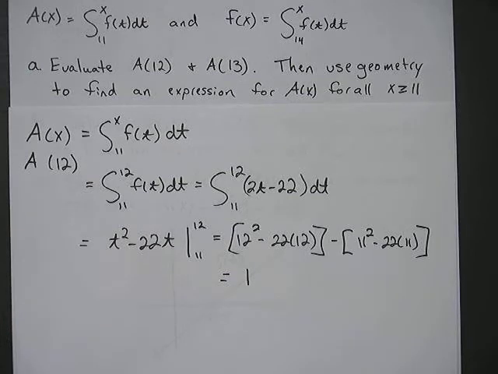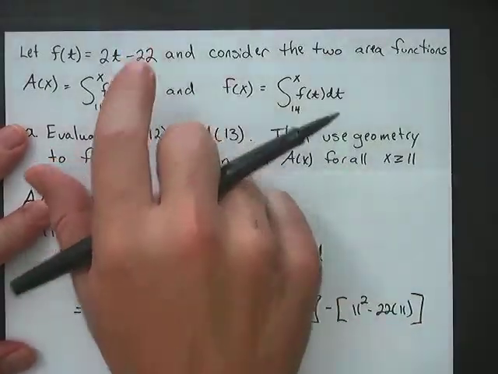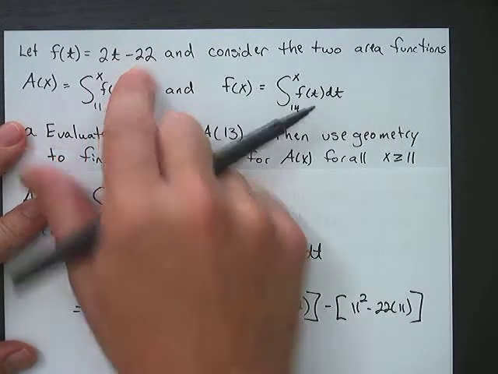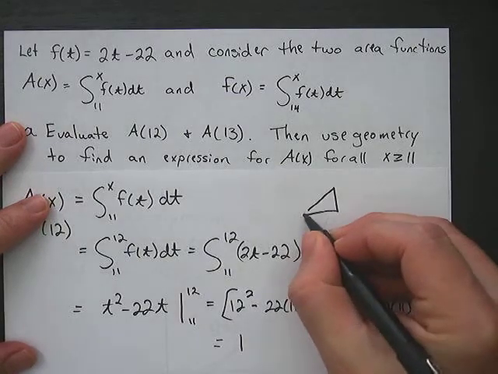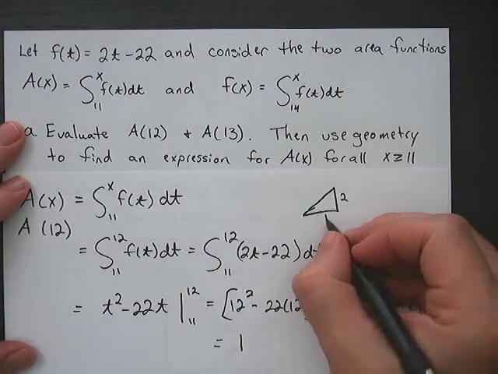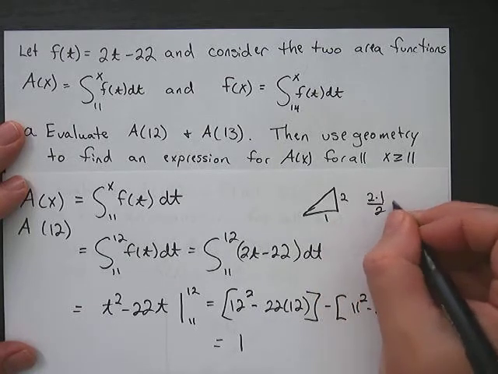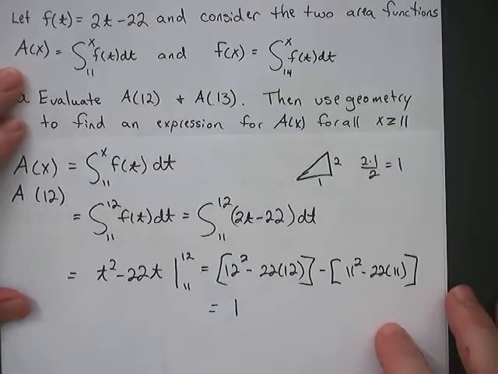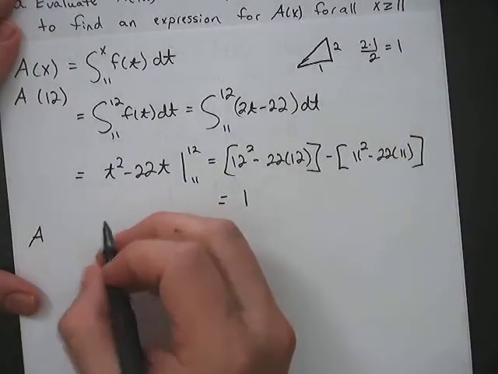If we plug 12 into the original function, you get 24 minus 22, which is 2. So the height of that triangle on the graph is 2, and the length is 1. The area of that triangle is base times height divided by 2: 2 times 1 divided by 2 is equal to 1. So it works with geometry or with regular integration rules. All right, so let's do it again for A of, what were we asked?